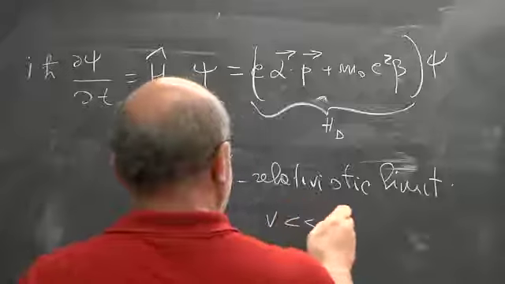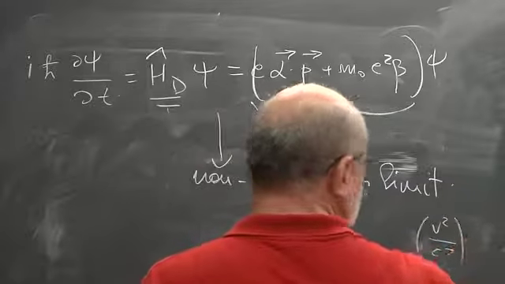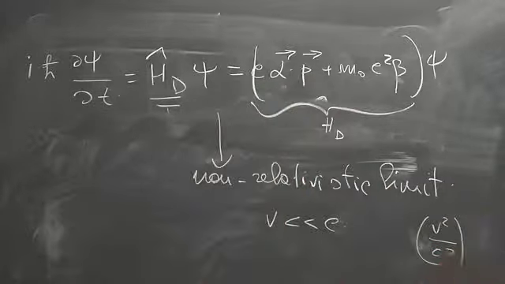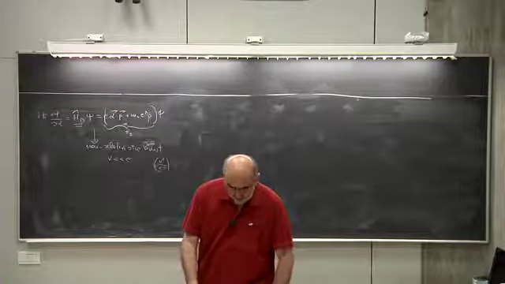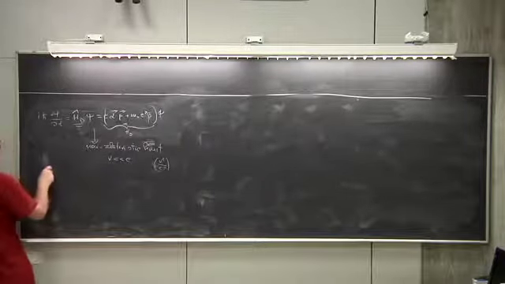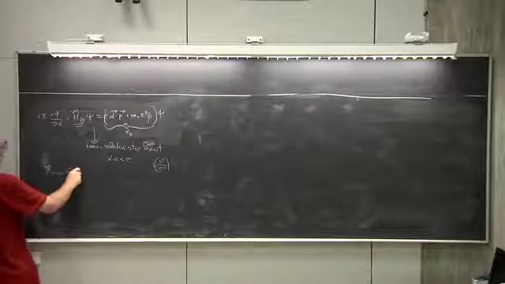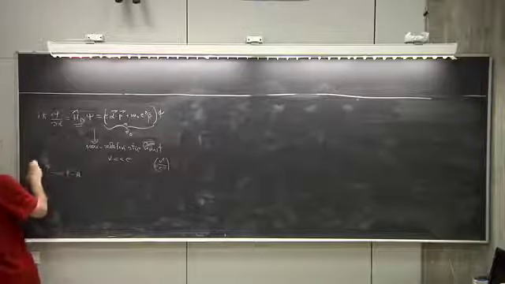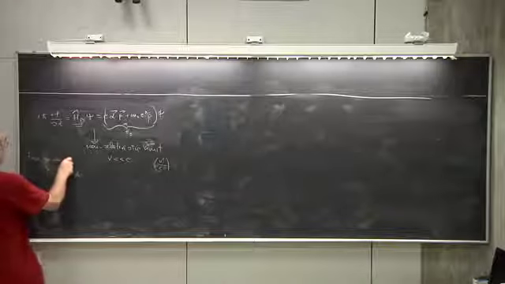That means v is much less than c. That means we will neglect all effects of order v²/c². Well, first of all, in order to do this non-relativistic limit, let's couple our particle with an electromagnetic field. Let's suppose we turn on an electromagnetic field.